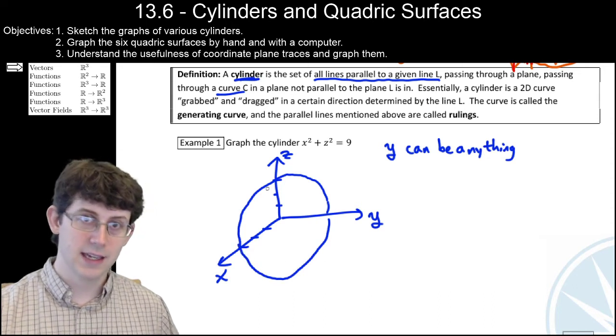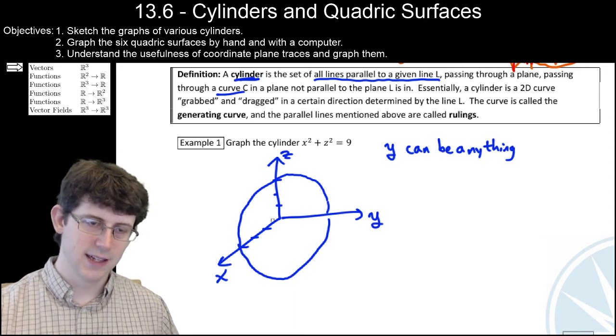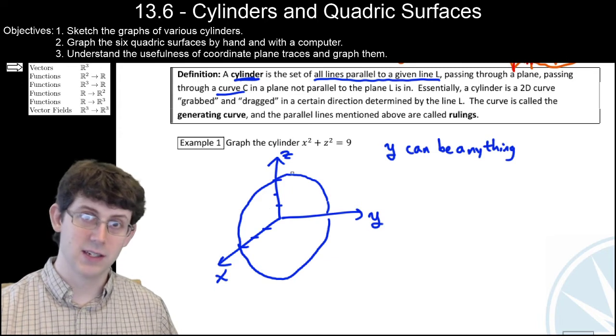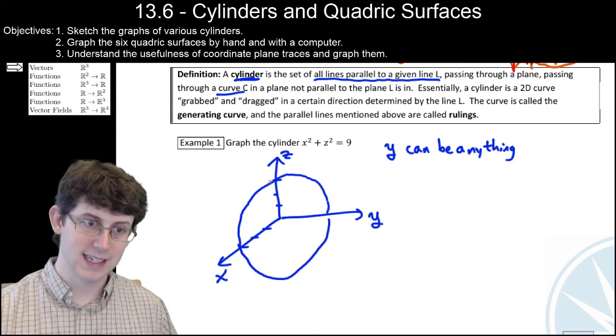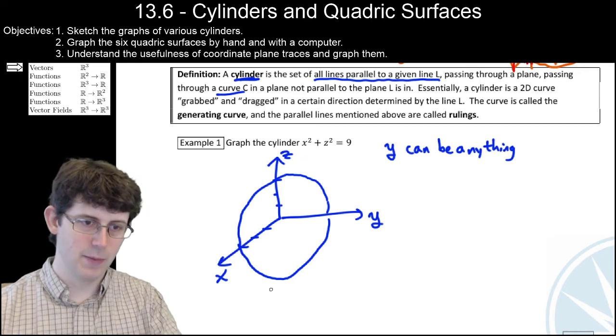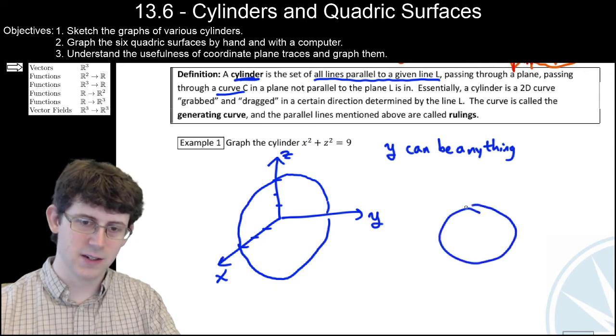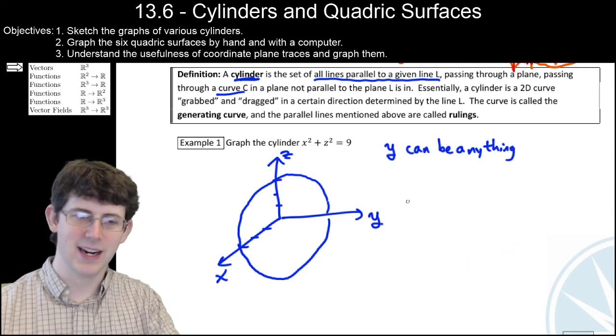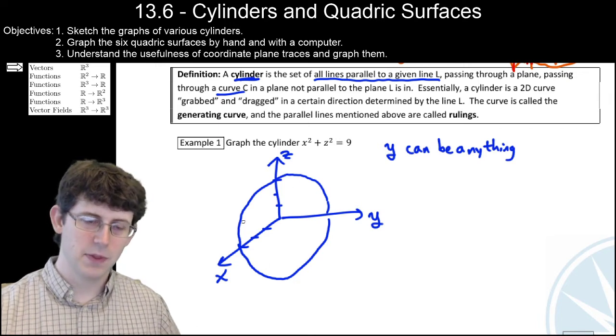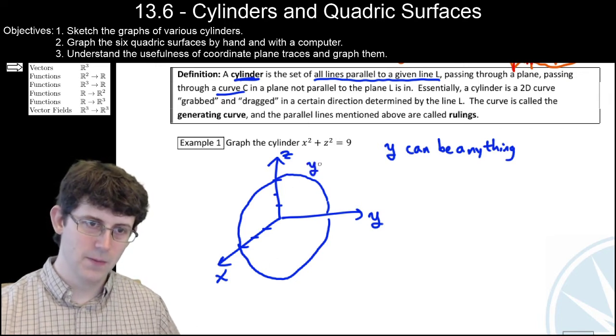The trick to drawing a circle that's at an angle like this, I didn't do a great job, but the trick is that at the top, it should be flat, and flat means parallel to the x-axis. So at the top and at the bottom, it should be parallel to the x-axis. If you just draw a circle like this, it doesn't look right. Anyway, this is the circle at y equals 0.